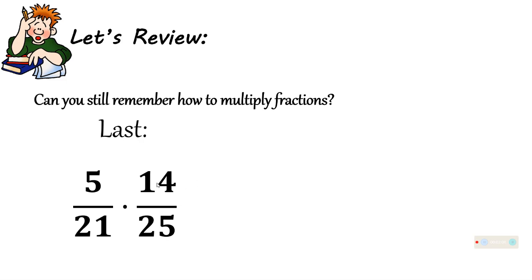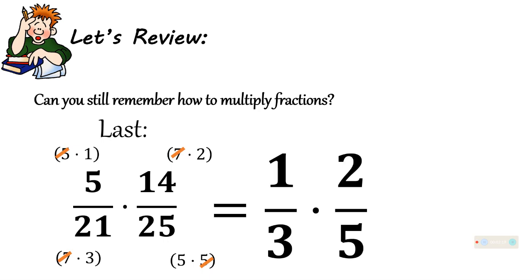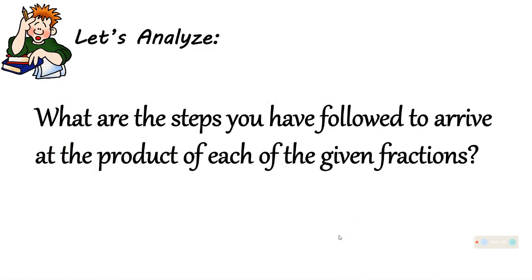In this case, we have the common factor between 5 and 25, so we may cancel out 5. And also with 21 and 14, we have the common factor 7, so we are going to cancel out or divide out 7. On the first fraction, we are left with 1 over 3, and on the second fraction, we are left with 2 over 5. Then you will proceed with multiplication, numerator with numerator, and denominator with denominator. So your answer here is 2 over 15.